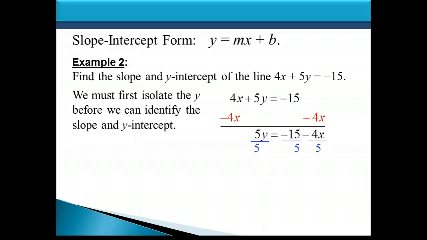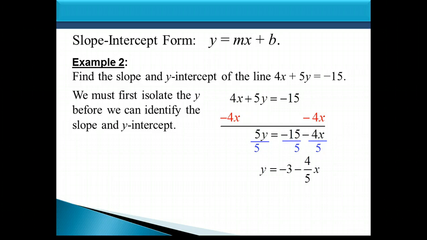Then we divide every term by 5 to isolate the y. Now it's important to note that I could have divided the entire right side by 5, but then I'd only have one term. So since we want to have an mx term and a b term, we divide each term separately by 5 to keep those terms separate.